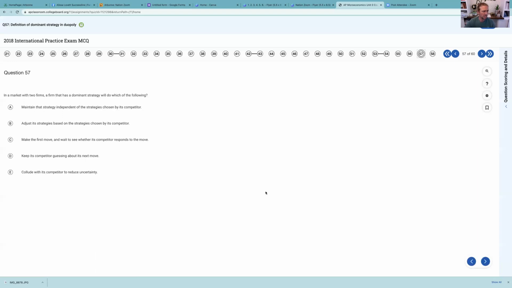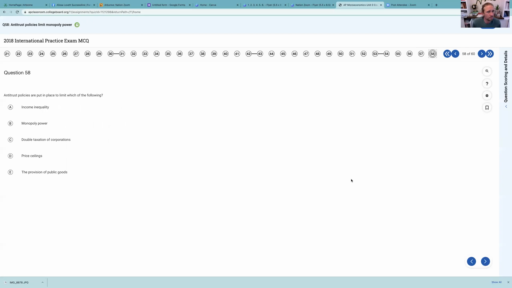57. In a market with 2 firms, a firm that has a dominant strategy will do which of the following? So 2 firms, talking oligopoly. A dominant strategy means they're going to do what they're going to do regardless of their competitor. So your answer is A, they're going to maintain that strategy independent of the strategy chosen by its competitors, because again, it's their dominant strategy. If they have a dominant strategy, it doesn't matter what their competitor does. They can't better their situation by deviating from that quadrant in the game theory matrix.